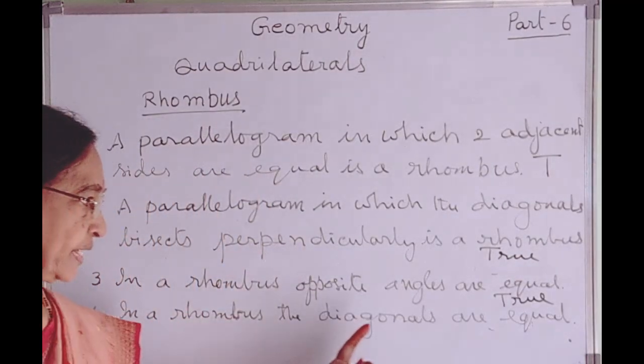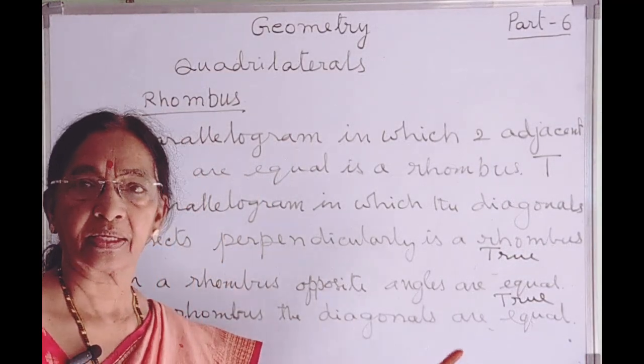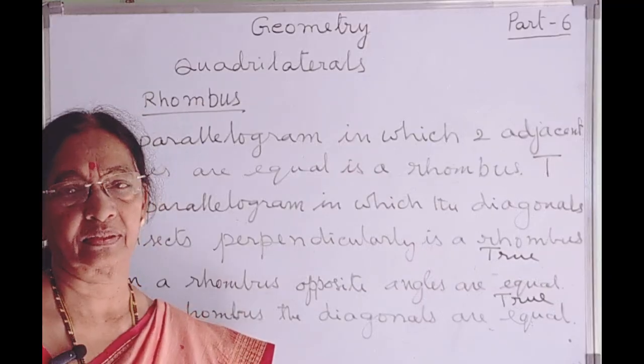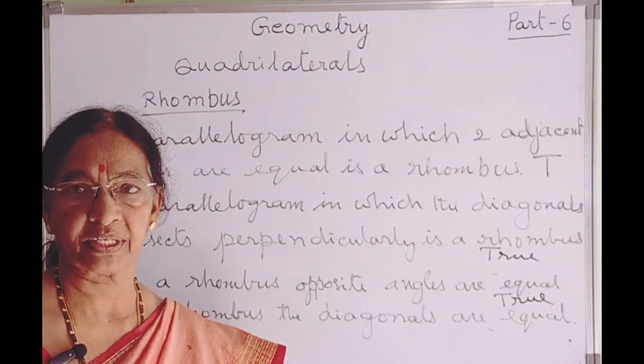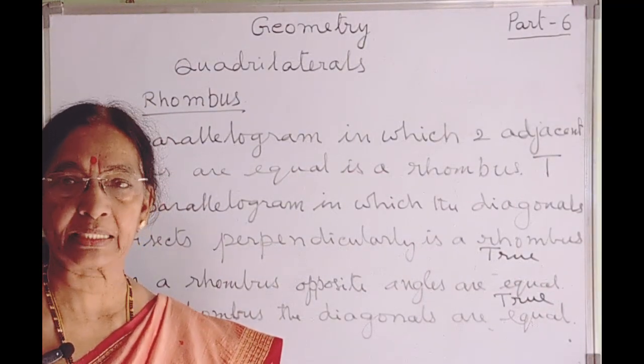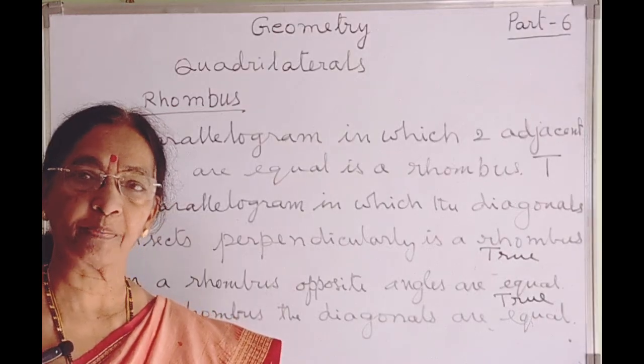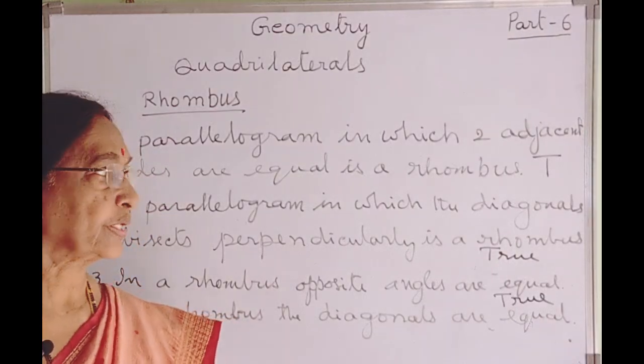Next, in a rhombus, the diagonals are equal. That is wrong, because in a parallelogram also the diagonals are not equal. Even in the rhombus, the diagonals are not equal.